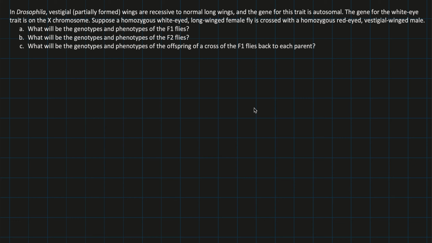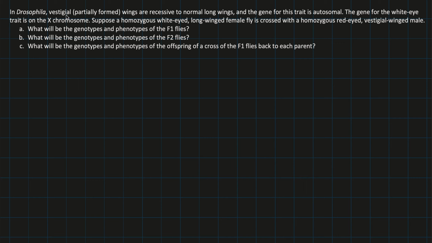So in this example, we're going to do a dihybrid cross in Drosophila, the common fruit fly, and we're going to have an autosomal gene and a sex-linked gene. And we're going to look at the F1 progeny, the F2 progeny, and what happens when you cross the F1 back to the parents. And so, let's just start off by reading.